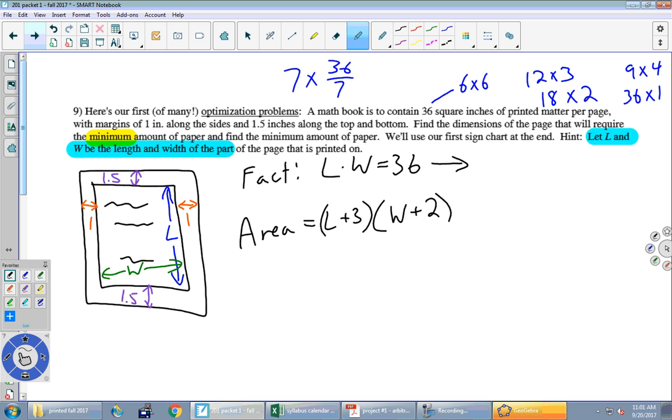Yeah. So let's solve this guy for W. It doesn't matter which one we solve for, but we'll solve for W by dividing both sides by L. And then we can use that to substitute into our other equation. So this becomes L plus 3 times the new 36 over L plus 2.